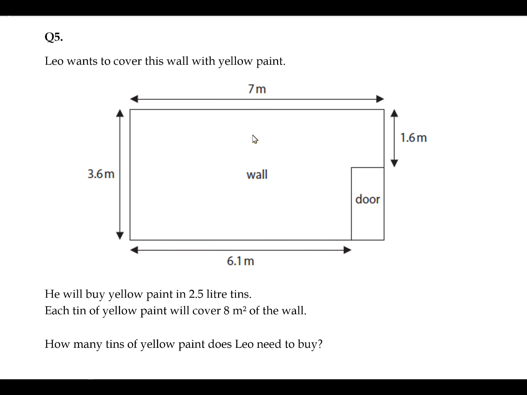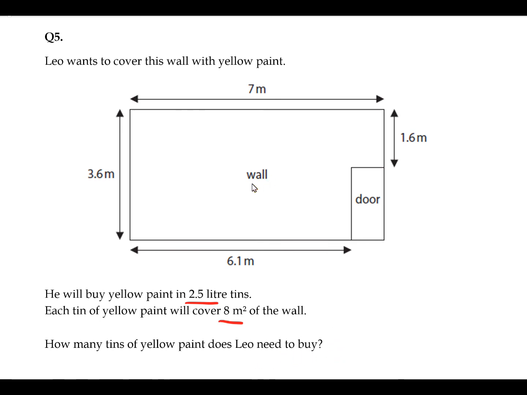Question 5. Leo wants to cover his wall with yellow paint. Here's a plan of the wall with the various measurements. He will buy yellow paint in 2.5 litre tins. Each tin of yellow paint covers 8 meters square. How many tins of paint does he need to buy?